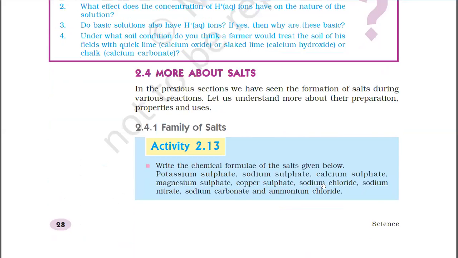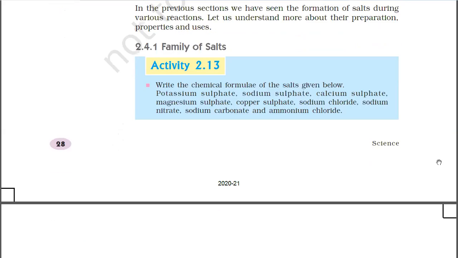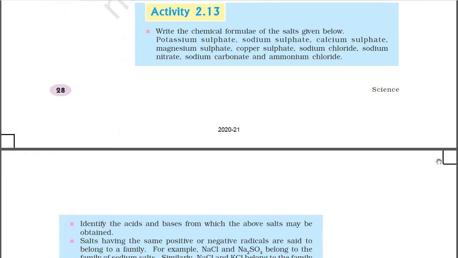More about salts. In the previous sections, we have seen the formation of salts during various reactions. Let us understand more about their preparation, properties, and uses. Family of salts. Activity 2.13. Write the chemical formulae of the salts given below: potassium sulfate, sodium sulfate, calcium sulfate, magnesium sulfate, copper sulfate, sodium chloride, sodium nitrate, sodium carbonate, and ammonium chloride.